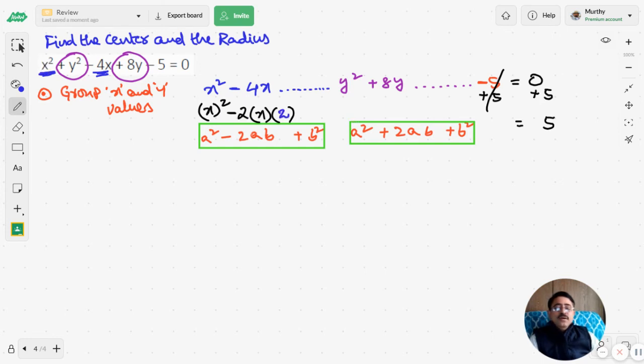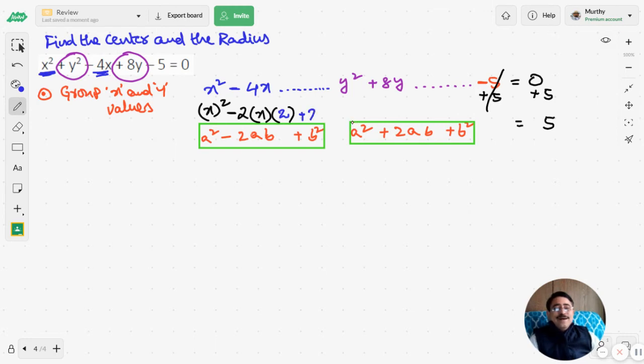Right? Next, in my formula, b square is left over because a square is matching, 2ab is matching. What is b square here? b square is missing. But I know that the value of b equals 2 here. Therefore, b square is going to be 2 square.